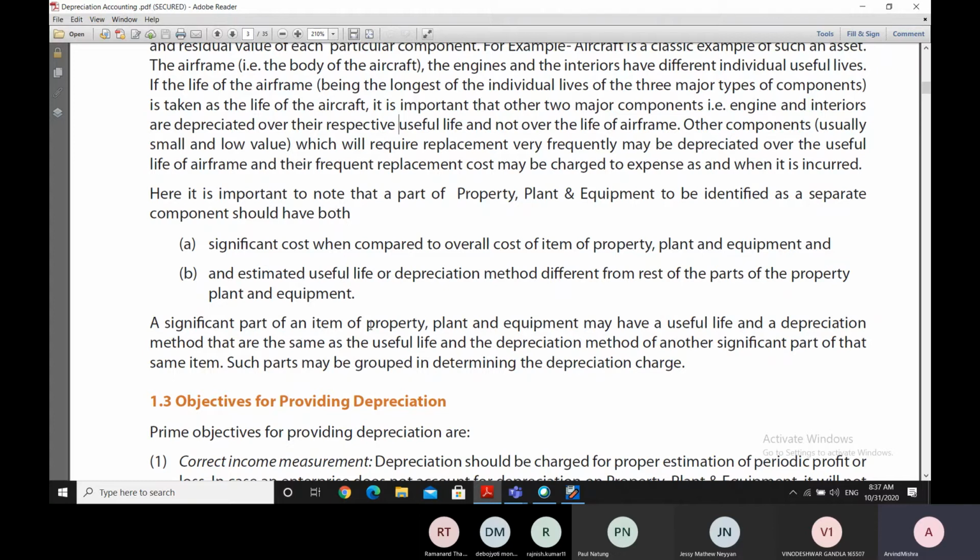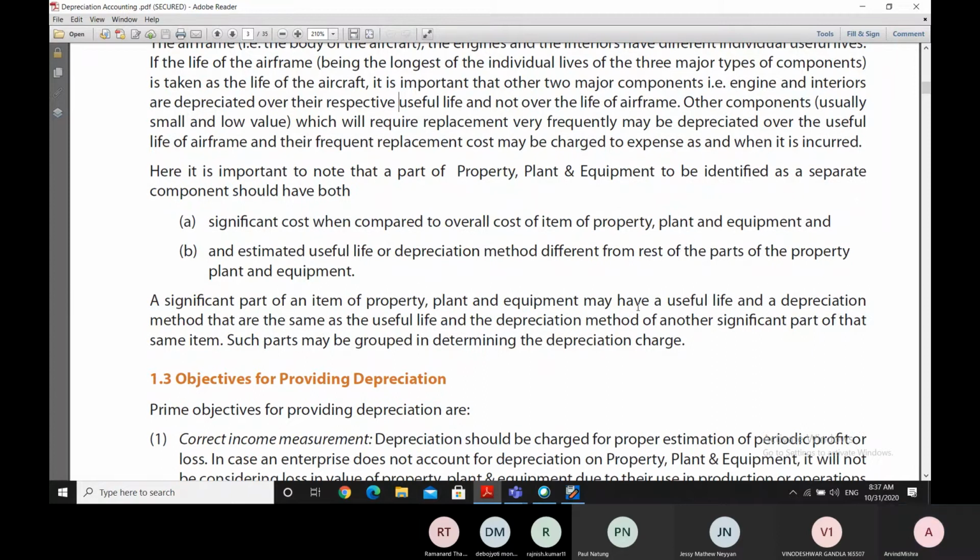It should have its own depreciation method that can be used, which should be different from the rest of the parts of the property, plant, and equipment. Now, a significant part of an item may have a useful life of its own, and it may have a depreciation method of its own that is suitable to it. However, it is also possible that some significant parts may have the same useful life and the same depreciation method as the other significant parts.